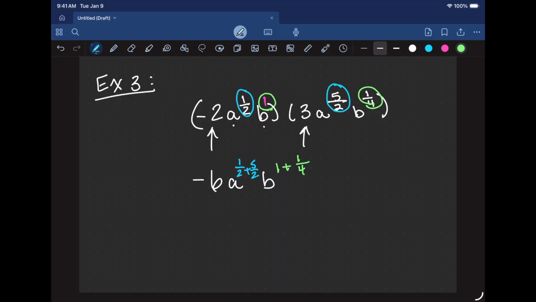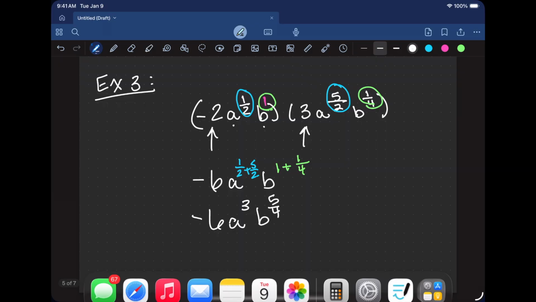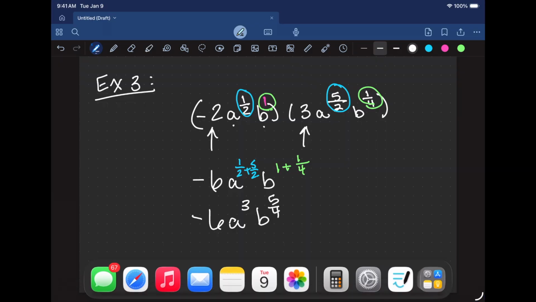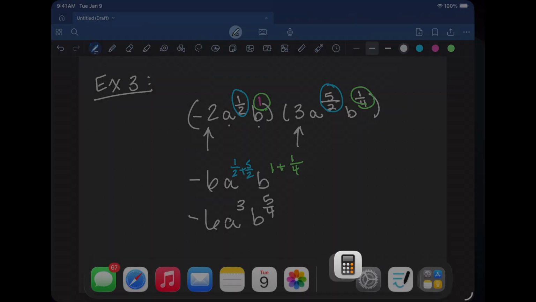So if you are working this and you know how to work with fractions, you probably know right away that this is a to the power of 6/2, which is 3. And for b, you would get 5/4. Okay, if you did not know how to do that, you could still enter that into your calculator.